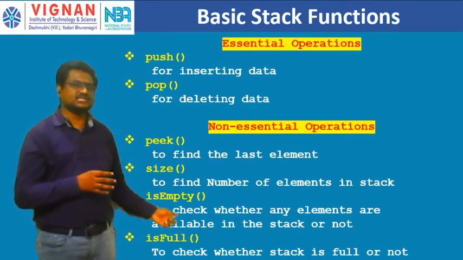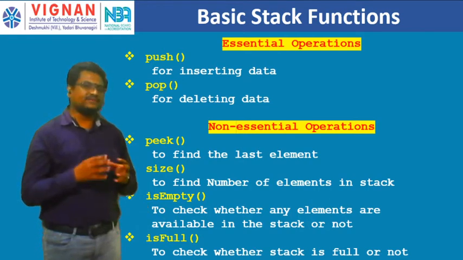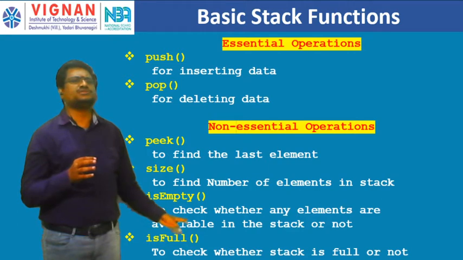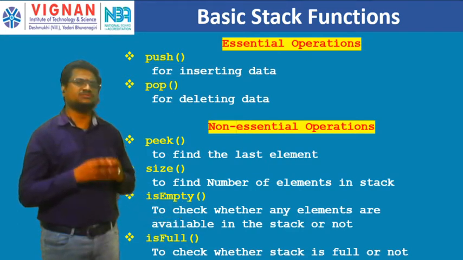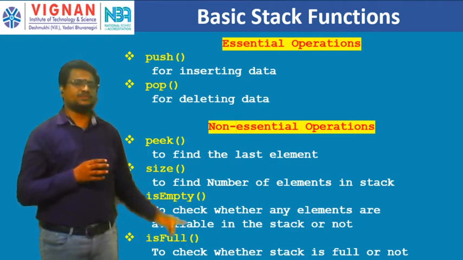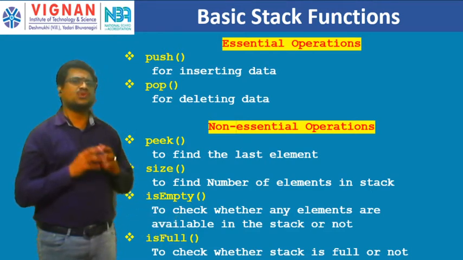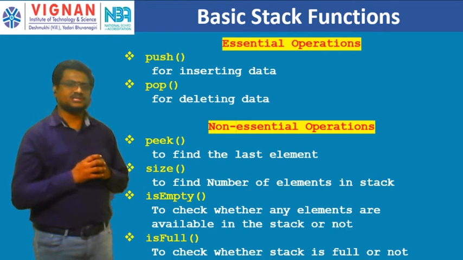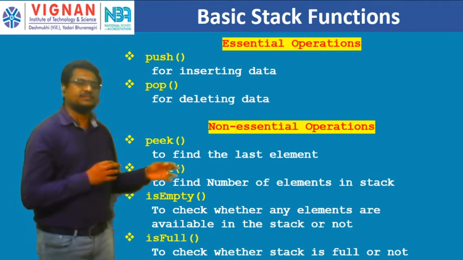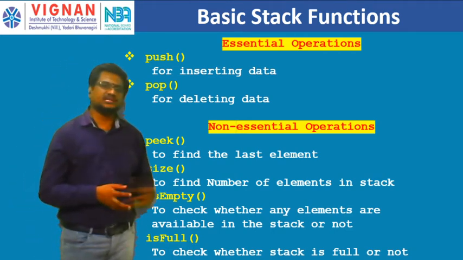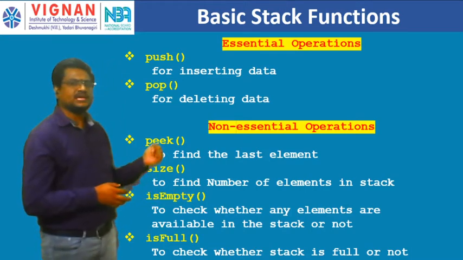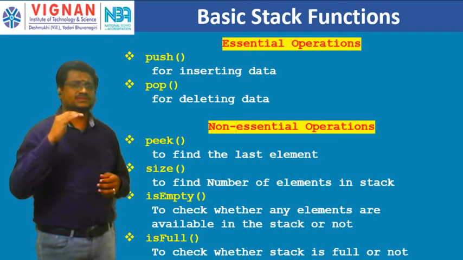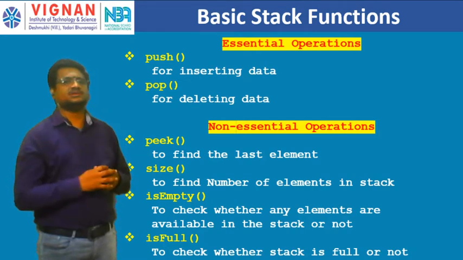In the same way, is empty: if one or more elements are available in the stack, it will produce false, that is 0. That means we have some elements. If it produces true, that means there are no elements in the stack. Now size gives the number of elements I can insert in the stack. Peek is to know the topmost element of the stack.